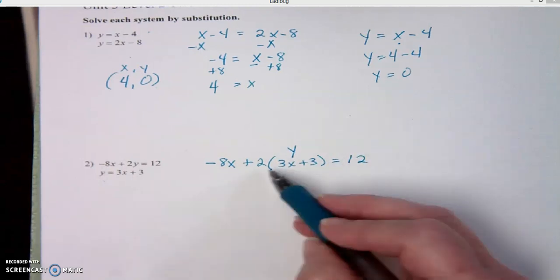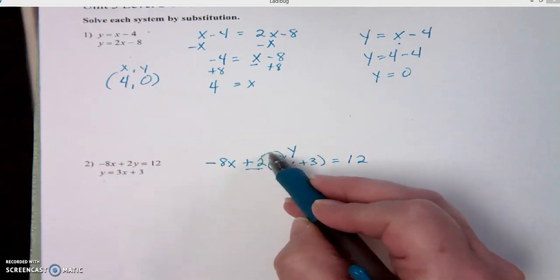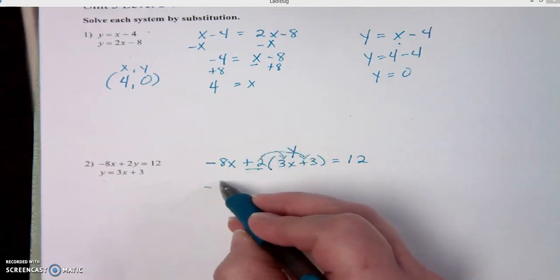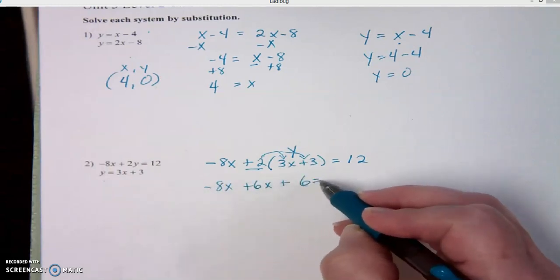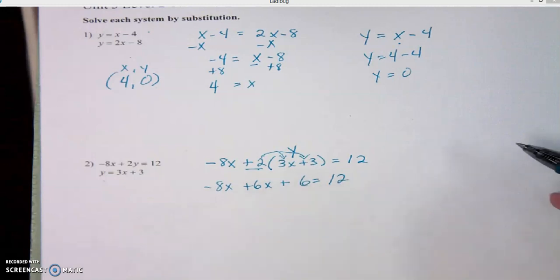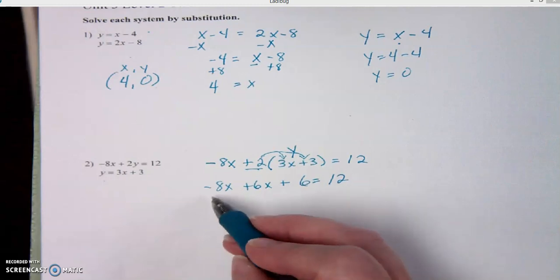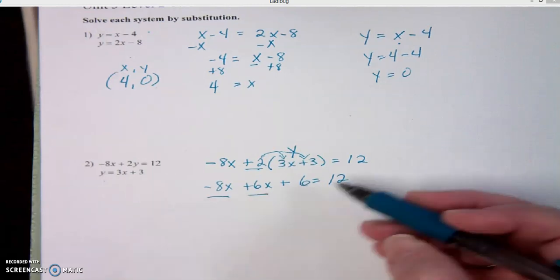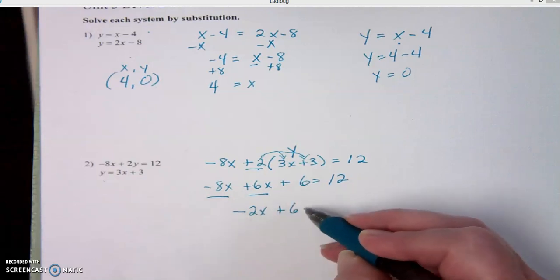So now we need to remember to distribute. I'm going to multiply this positive 2 times each thing in my parentheses. So I have negative 8x plus 6x plus 6. All of that equals 12. Now my next step would be to combine like terms. I have a negative 8x and a positive 6x. So that's going to give me a negative 2x plus 6 equals 12.